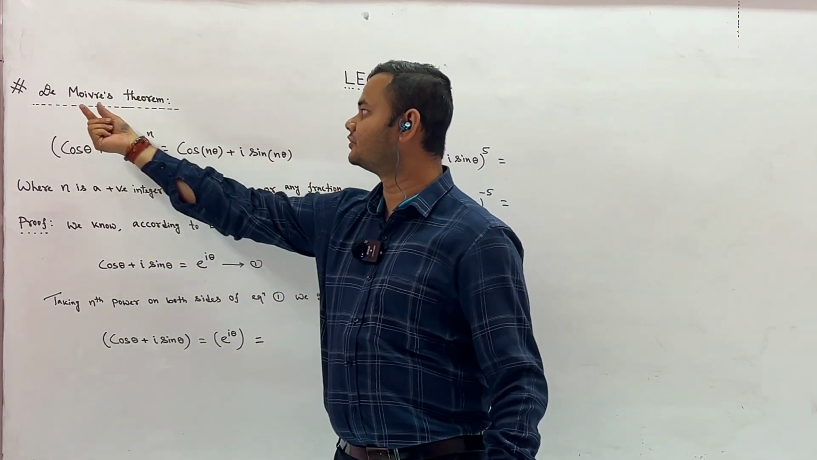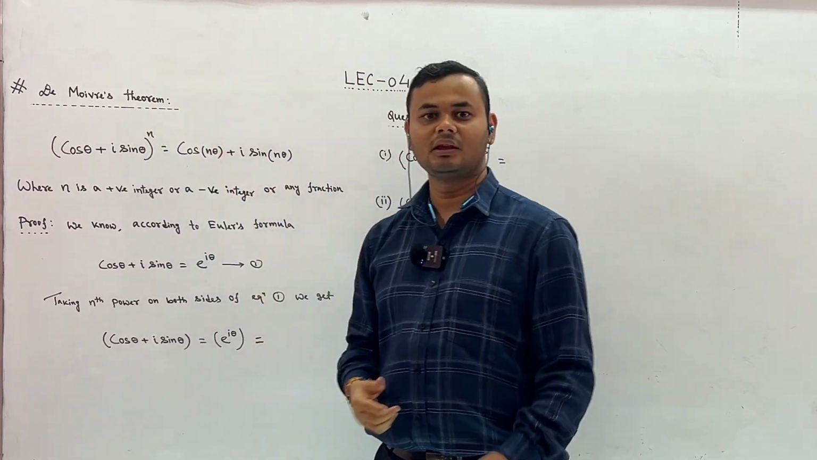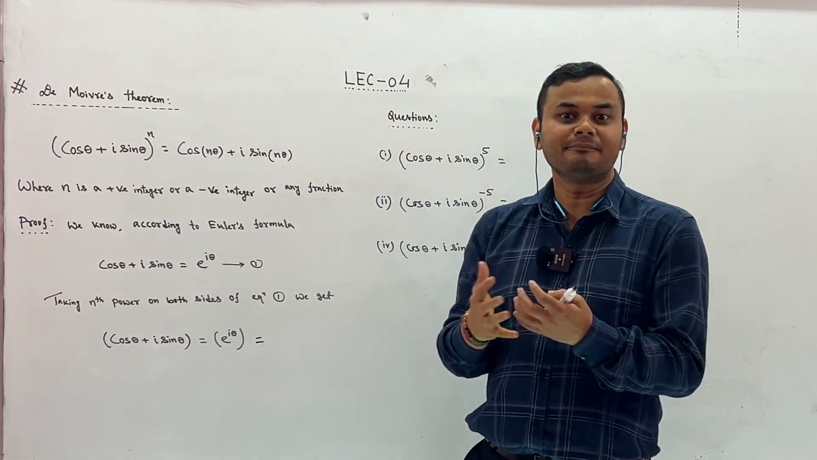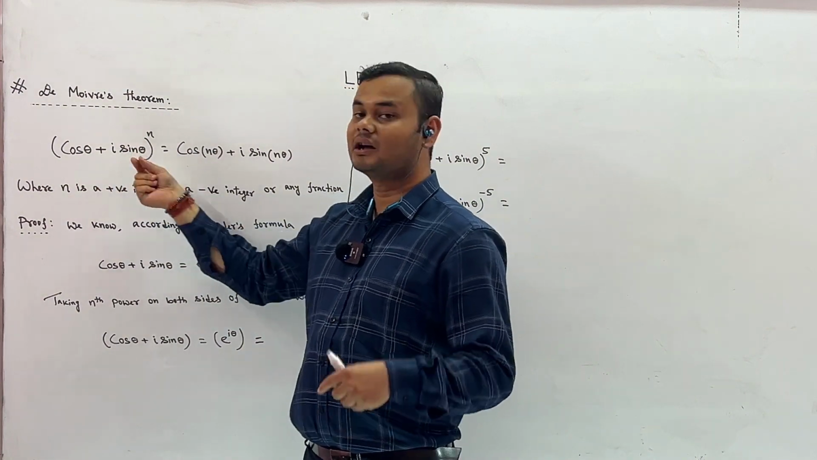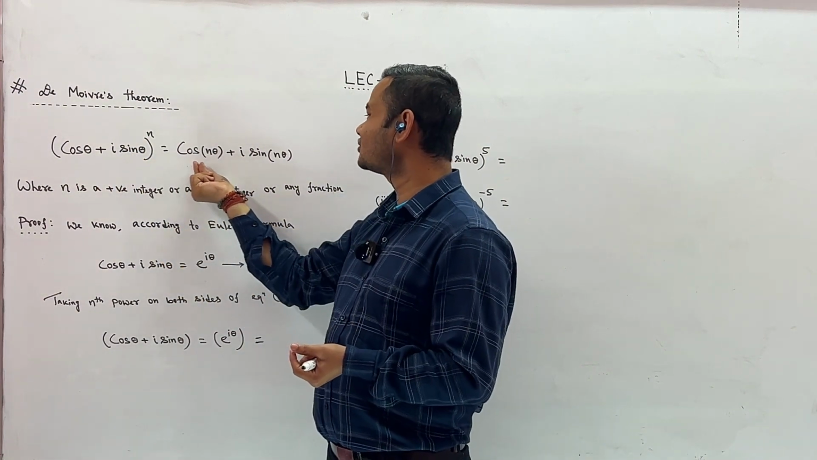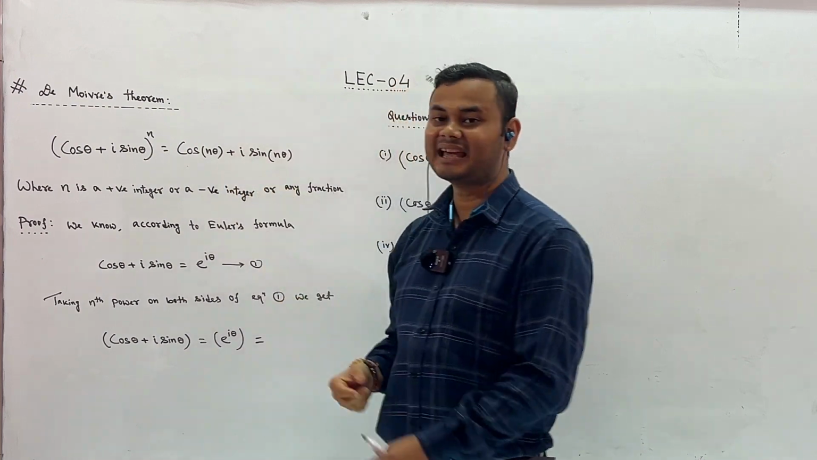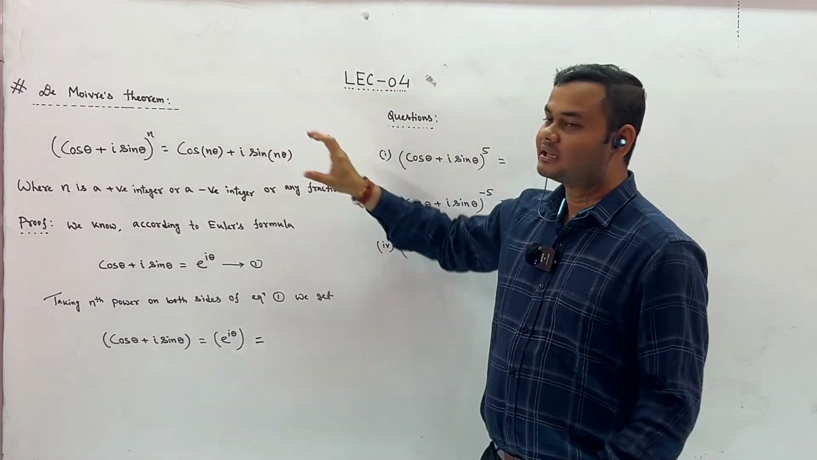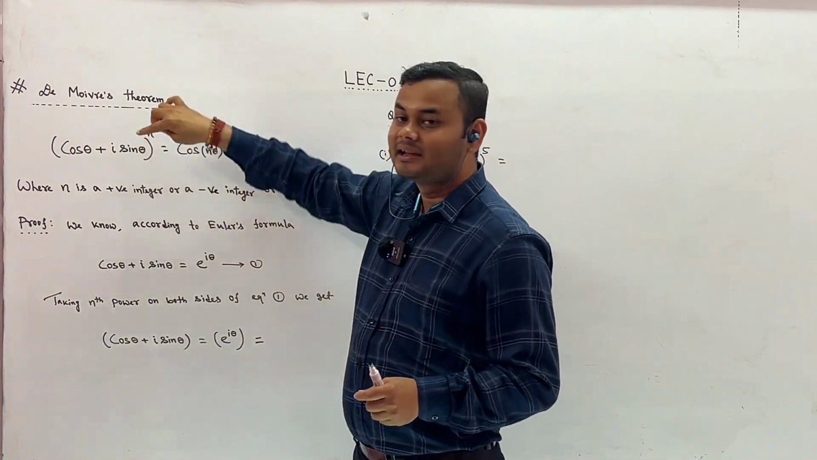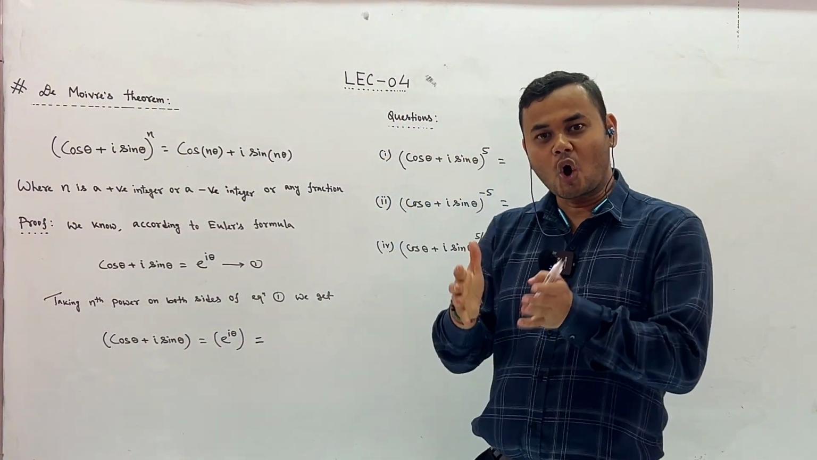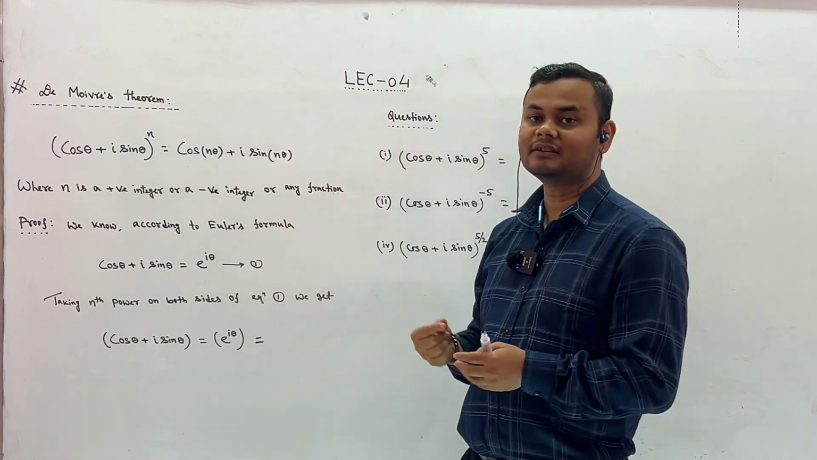Today I'm going to teach you de Moivre's theorem. This is also a very simple theorem, and according to this theorem, (cos theta plus iota sin theta) to the power n equals cos n theta plus iota sin n theta. This theorem is valid for any value of n. That means this n can be a positive integer or a negative integer or any fraction.